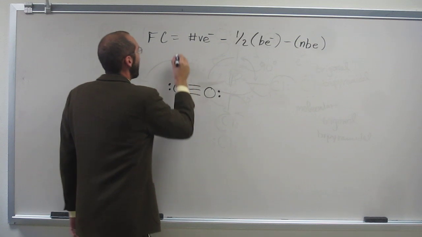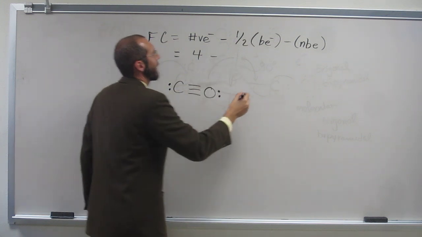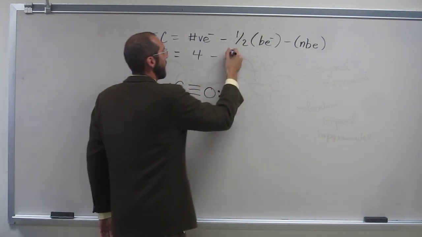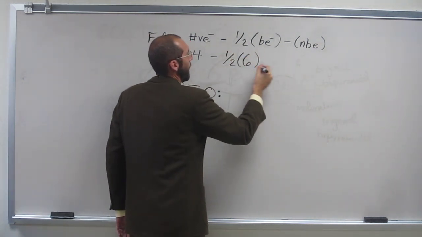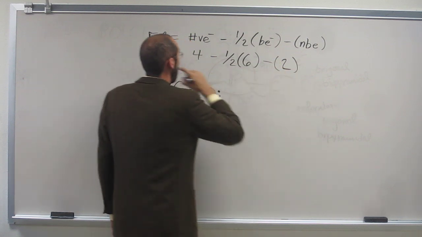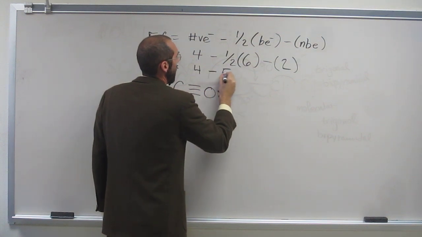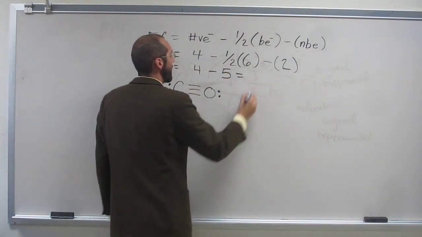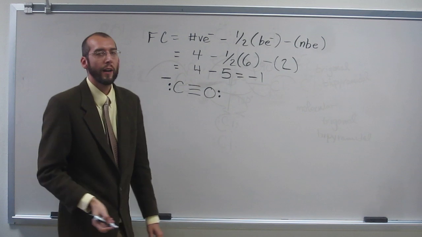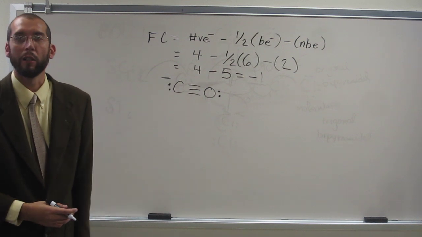Okay. So, how many valence electrons does carbon normally have? Four. Bonding electrons in this case? Six. 2, 4, 6, right? And non-bonding electrons? So, 4 - 3 - 2. Right? So what's the formal charge on carbon? -1. So since carbon monoxide is uncharged, what would you expect the charge to be on oxygen formally?